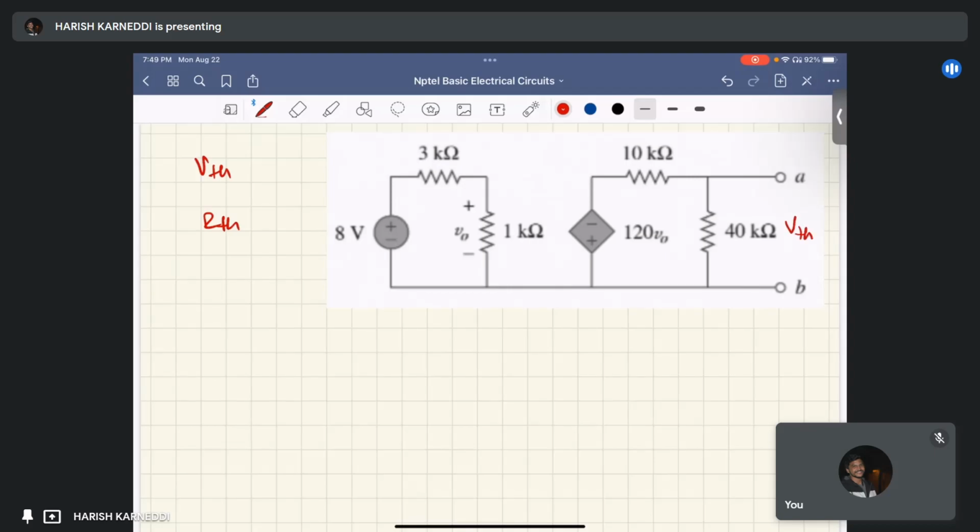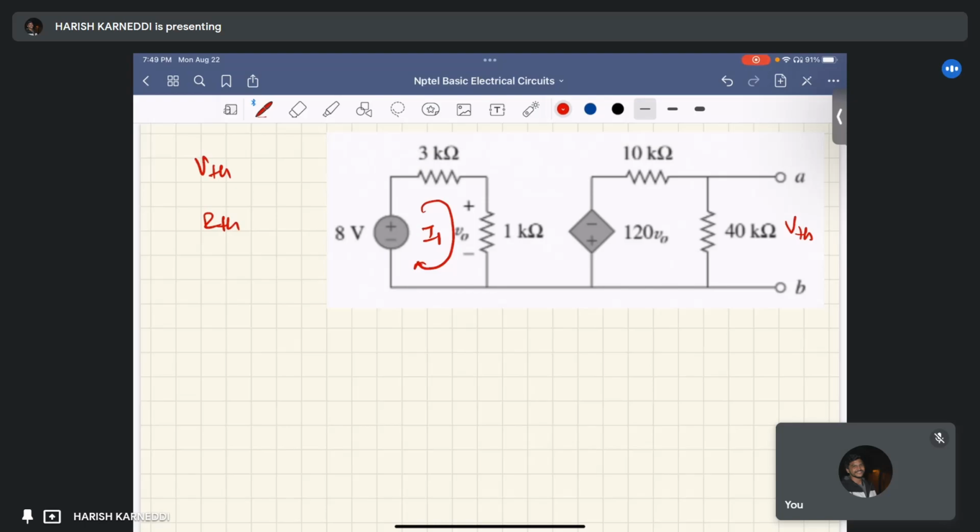VTH is the voltage across these terminals, A and B. Here, this is a closed loop, right? You can apply KVL in this particular loop. Let us suppose this current as I1, or you can simply apply the voltage divider rule directly as well.